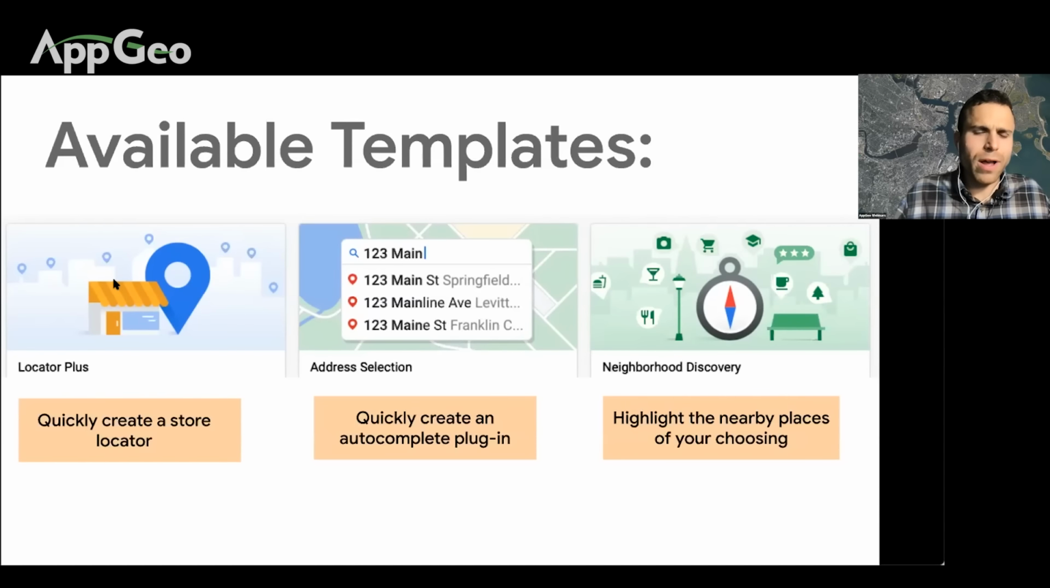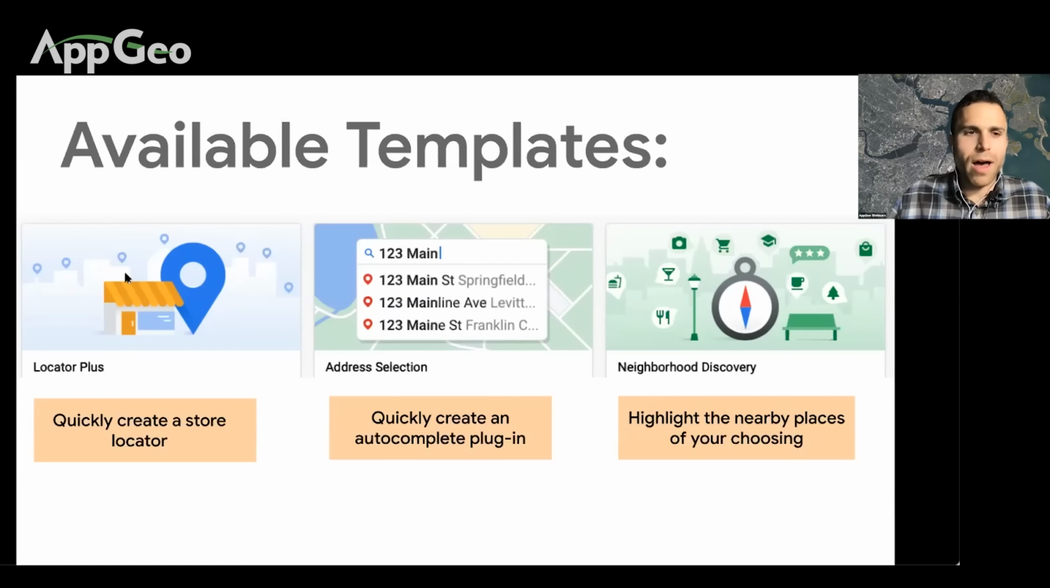So what have we got? A store locator builder called Locator Plus. This allows you to quickly create a store locator plugin for your website where you can choose your locations and have a map as well as address finder all ready to go. We've got the address selection, which is effectively a way to create a quick autocomplete plugin using Google's autocomplete technology for, say, your checkout page or a user registration, where you want to take advantage of that time-saving autocomplete feature.